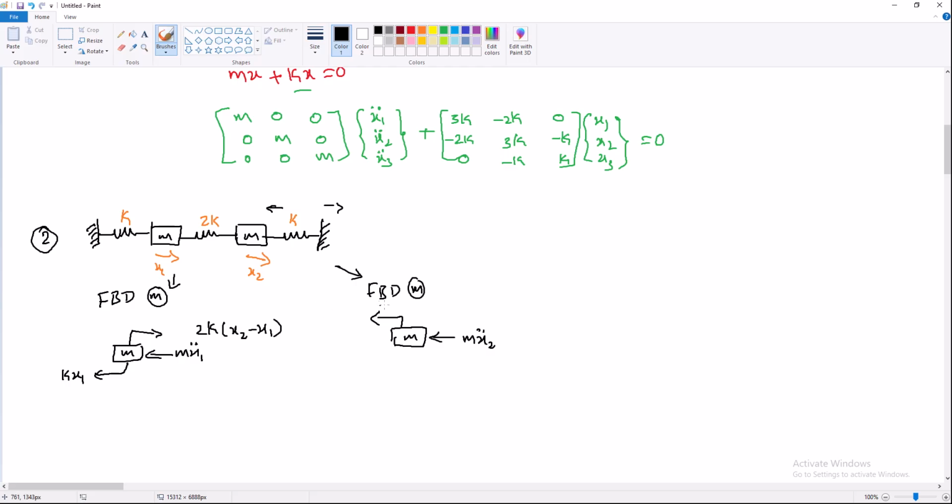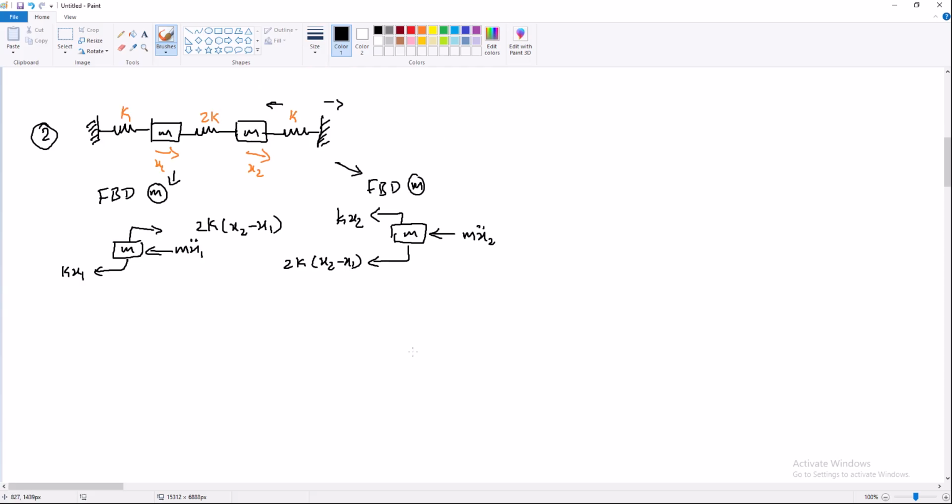In the free end we have seen in the other direction, right? So it is k x2, and again in this direction it is nothing but the 2k times x2 minus x1. These are the two free body diagrams of the given system. So now again what I do, I will write the equation for the first system and the second one.